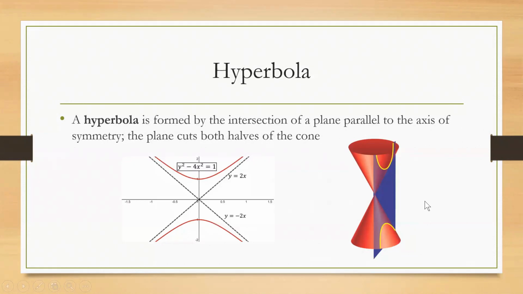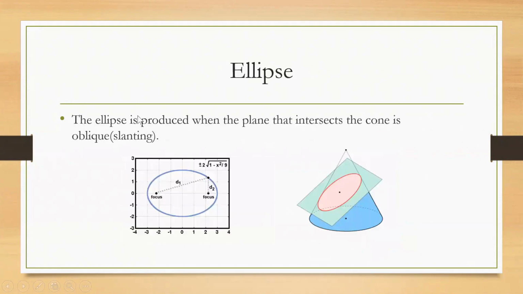Okay, let's move on to ellipse. The ellipse is produced when the plane that intersects the cone is oblique or slanting. We could see that the plane cuts the cone at a certain angle that is not parallel to the side, and it is also not parallel to the base. So it's kind of in the middle, in between those. So it's basically an oblong.